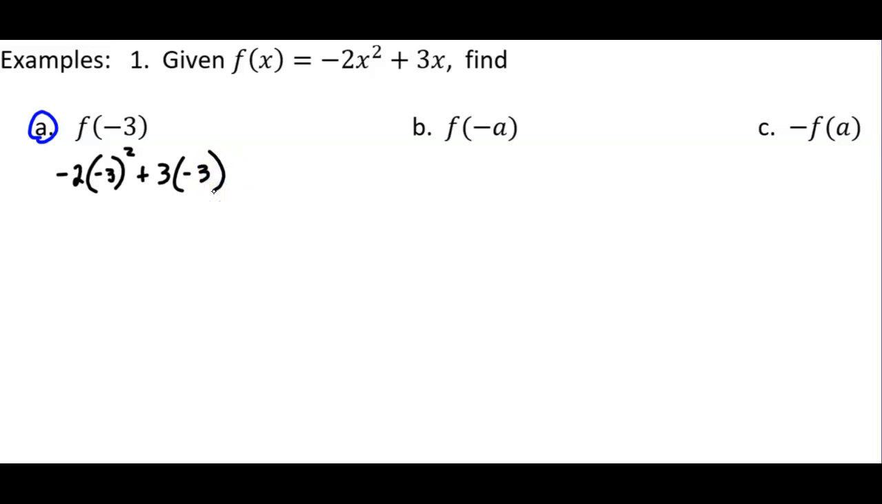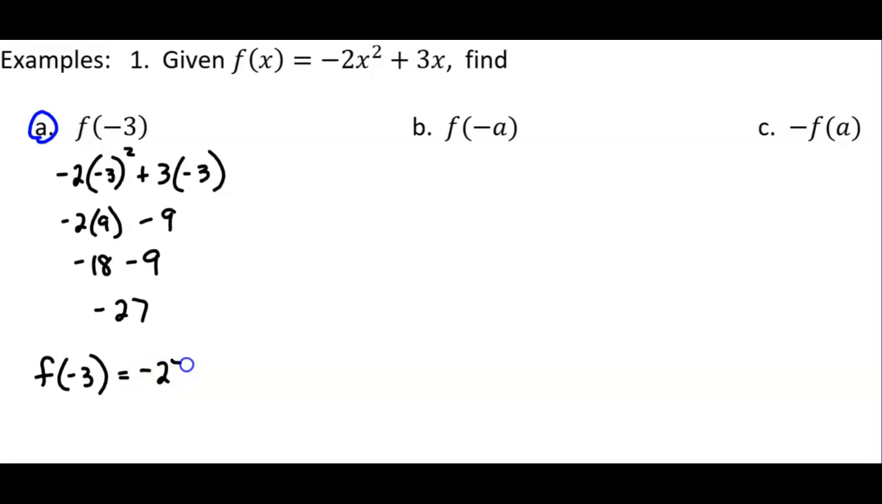And then we follow the order of operations, and we're going to be able to get a value here at the end. So -2 times 9 minus 9, -18 minus 9, and I'm getting -27. So what we're saying is the function evaluated at -3 gives us a value of -27. Okay, so that's all well and good.